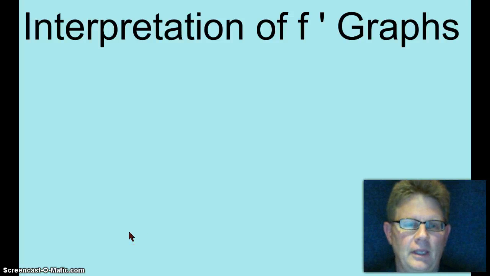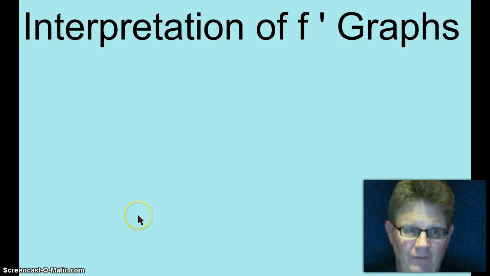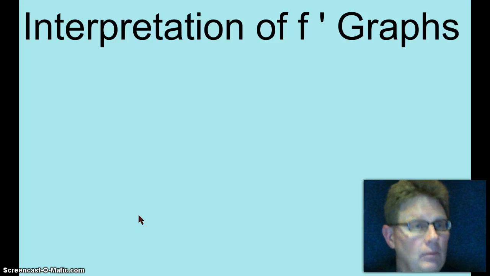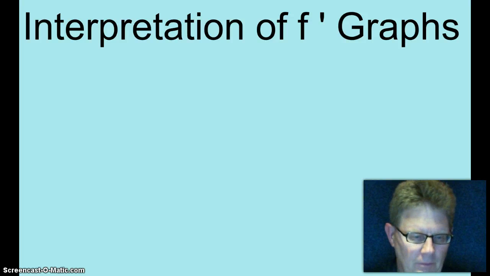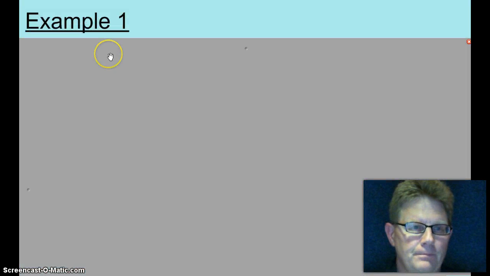Welcome to Applications of Derivatives, Lesson 7, Interpretation of F prime graphs, where we'll look at a graph of F prime and then talk about what F is going to look like. Alright, so let's get right at it. First example here, example number 1.